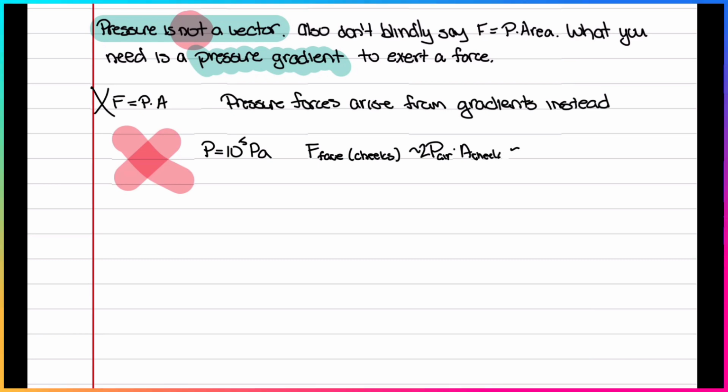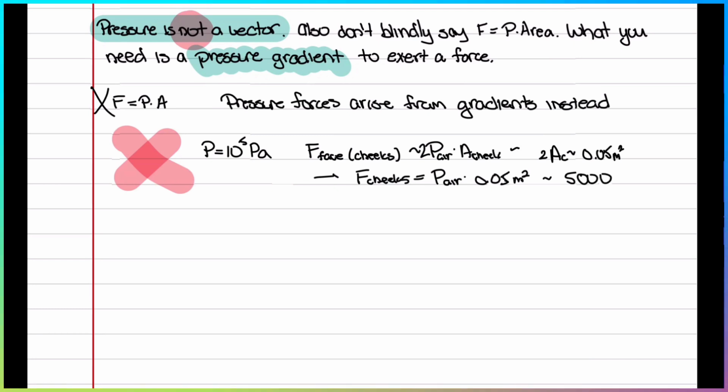So I could get a ruler out. It's about half, I would say, estimate. It's about 6 inches by 6 inches. So I might say that the area of my cheeks, or 2 times the area of one cheek, ends up being about 0.05 meters squared, which then would imply that the force on my cheeks is P_air times 0.05 meters squared, which ends up being about 5,000 newtons.